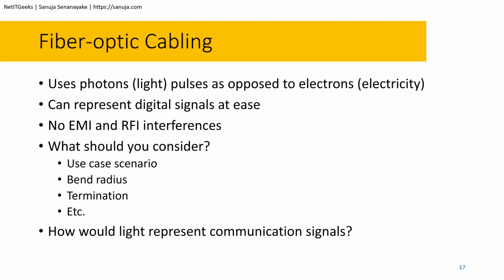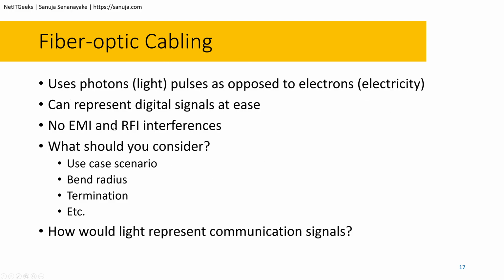So I'm going to briefly introduce you to fiber optic cabling associated fundamental concepts, but I will again not go into depth on these things in this lecture. Fiber optics use photons, in other words light pulses, as opposed to electrons, which use electricity. All the Cat5 and Cat6 cables are doing is sending electrons, whereas in fiber optic cables we are actually sending photons or light. Yes, we are doing packet switching in both of these situations, but one is using photons or light, the other is using electrons or electricity as the communication medium.